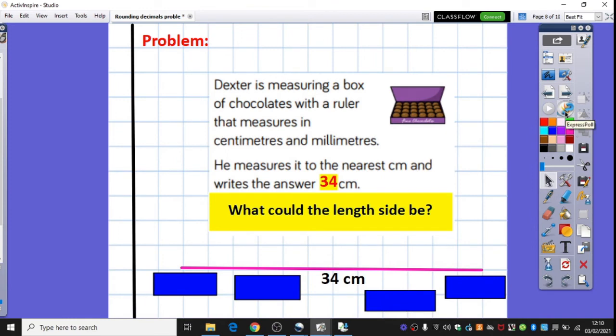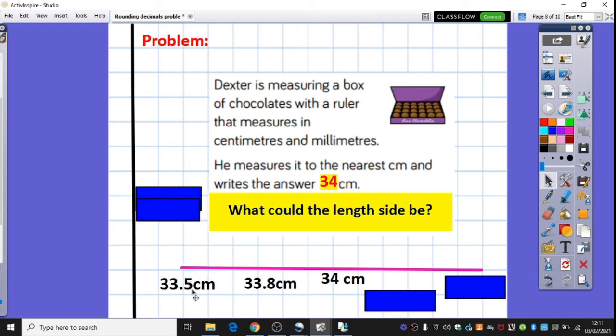Our next example then, same problem again. Dexter is measuring a box of chocolates with a ruler that measures in centimetres and millimetres. He measures it to the nearest centimetre and writes the answer as 34 centimetres. What could the length of the side be? And once again, here is an example of what it could have been if it was less than 34. Possibly could have been 33.8. It could have also been 33.5. It probably couldn't be any smaller than that. It wouldn't be, because that would then round to 32. So we've got 2 options there, and another option maybe for larger than 34.